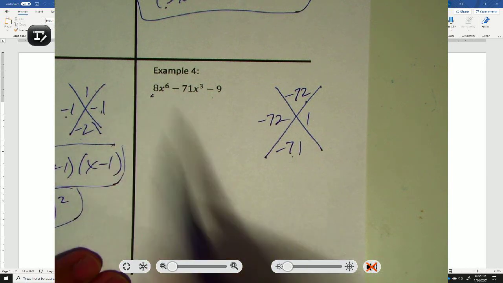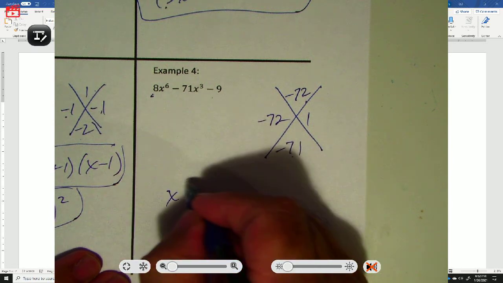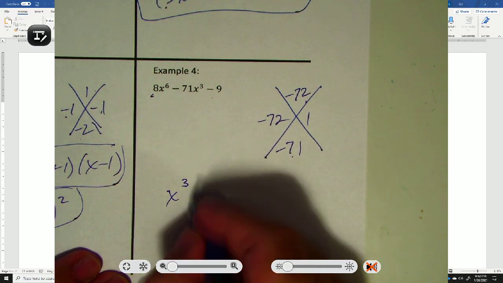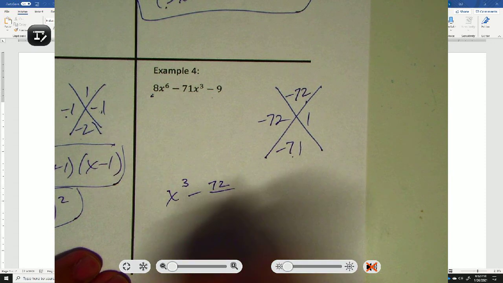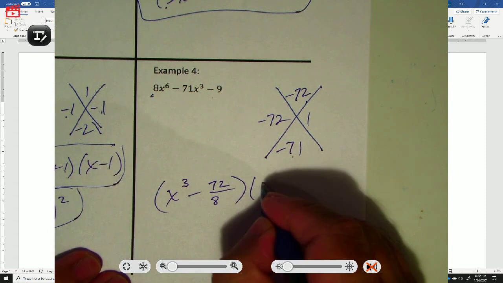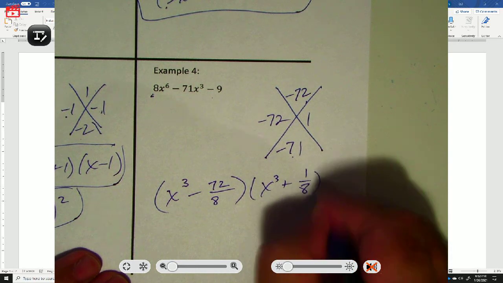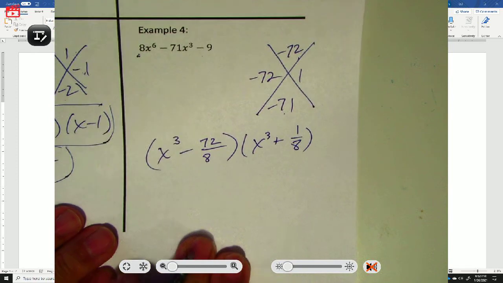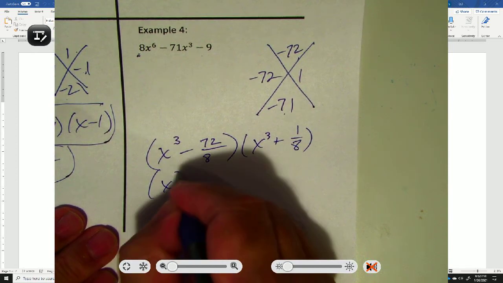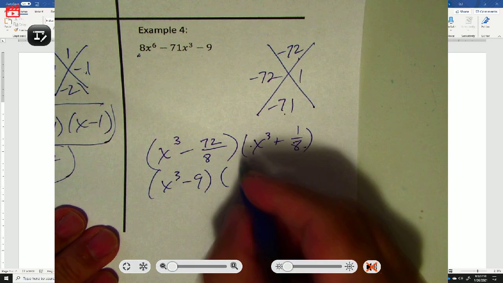So I'm going to do x to the third, you take half that exponent, minus 72 over the leading coefficient of 8, and x cubed again, plus 1 over 8. Reduce, it's going to be x cubed minus 9. This one cannot be reduced, so you bring the 8 forward. So it's 8x cubed plus 1.